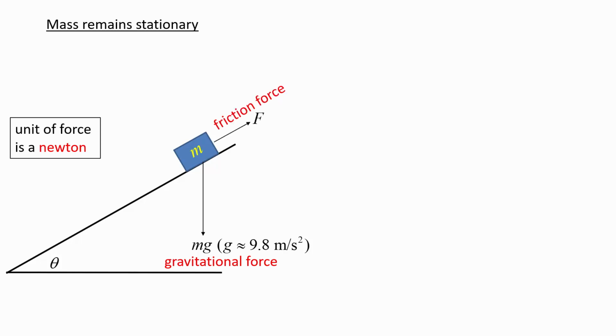Another force, because we have a rough surface, is a frictional force acting upwards, up the plane, which we will label as F. We also have a reaction force of the surface to the object, and we normally refer to that as N, and it's perpendicular to the plane. And there is one other force. Can you guess what it is?